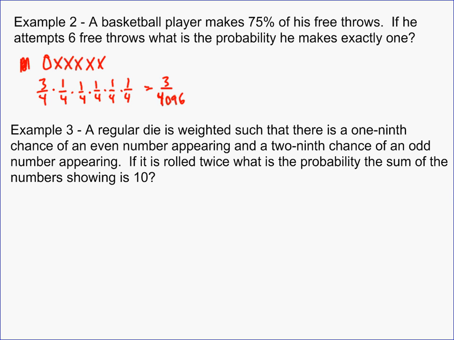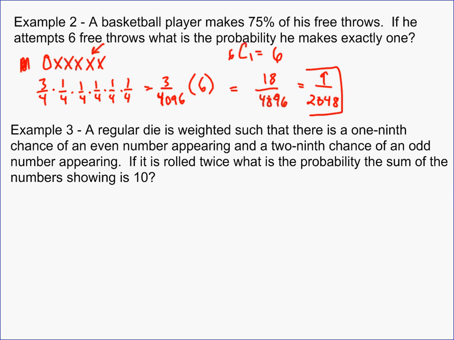So how many different ways can I make 1 free throw? Well, I've got 6 free throws, and I want to make 1 of them, so I'm going to choose 1 to make. So it's 6 choose 1, which turns out to be 6. So there are 6 different ways to make 1 free throw. The probability of making 1 free throw is multiplying 3 over 4096 times 6, and you end up with 18 over 4096, which is the same as 9 over 2048. So if you're a 75% free throw shooter, the probability of only making 1 out of 6 is 9 over 2048.